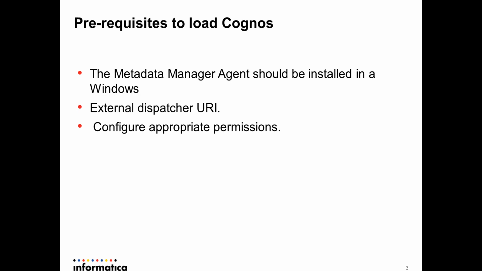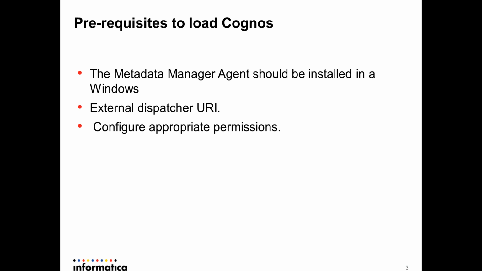Cognos is a business intelligence tool that includes applications for reporting, dashboards, scorecarding, and analysis. You can create and configure a Cognos resource to extract schema and reports metadata from Cognos. Since it is extracting schema and reports from a Cognos server, you would need to install a metadata manager agent in a Windows server. This metadata manager agent will be interacting with your Cognos resource to extract metadata.